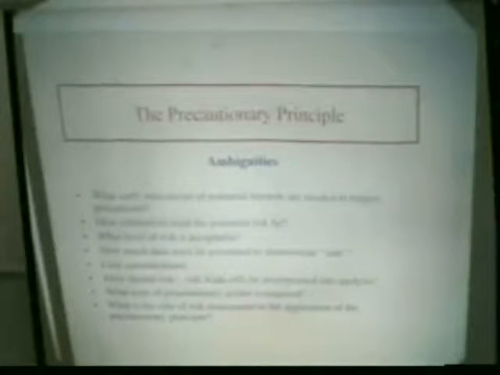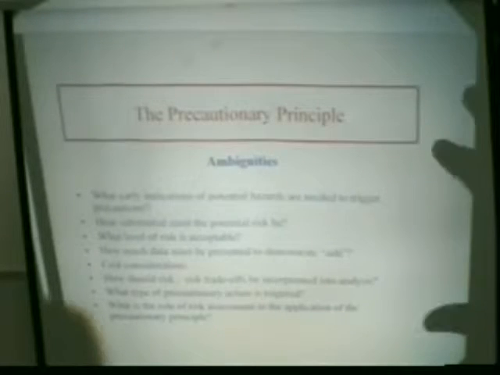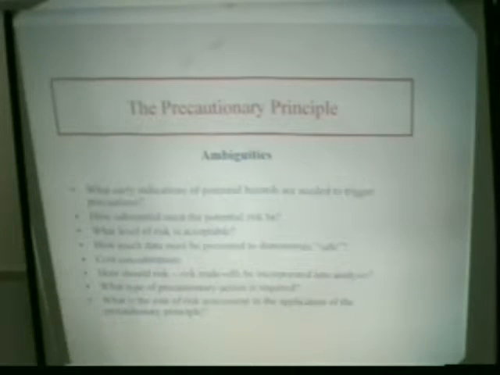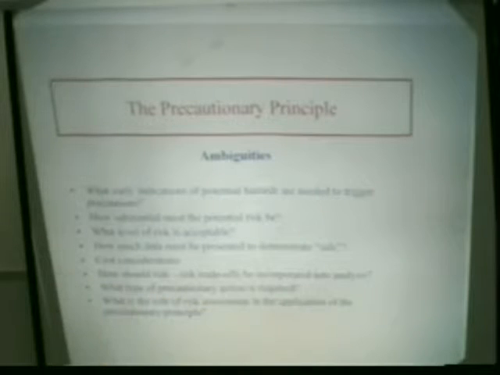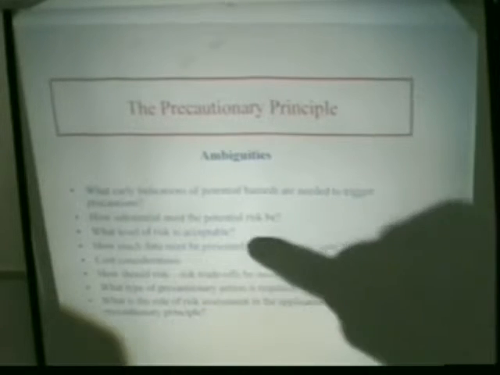For instance, the precautionary principle does not address questions like, what early indications of potential hazards are needed to trigger precautions? How substantial must the potential risk be? Is there any threshold that we need to worry about? Or is any risk, however it's defined, sufficient to trigger precaution? What level of risk is acceptable? In other words, is there a safe dose?